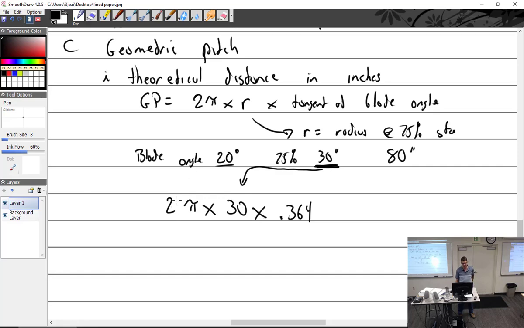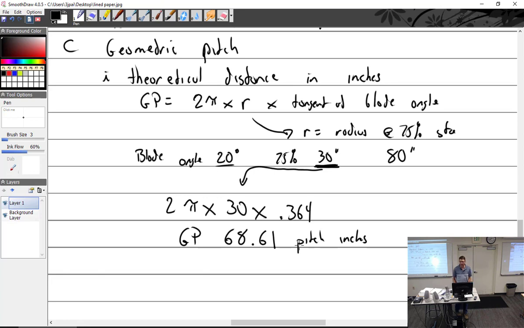So 2 times pi times 30 times all that equals a geometric pitch of 68.61. Oh, you guys are just a lively group. We'll stop it there, and that is inches of pitch. So what does that mean if I have a 20 degree blade angle at the 30-inch station? Your theoretical movement per one revolution is 68.61 inches.